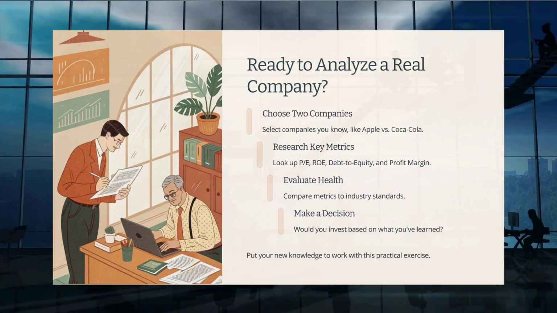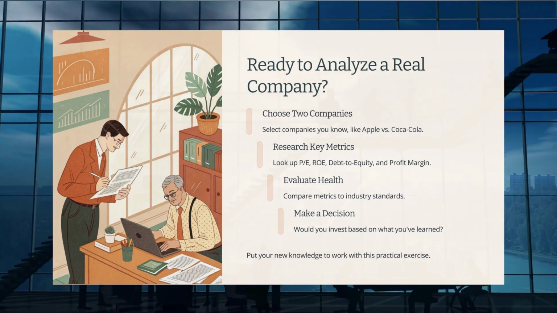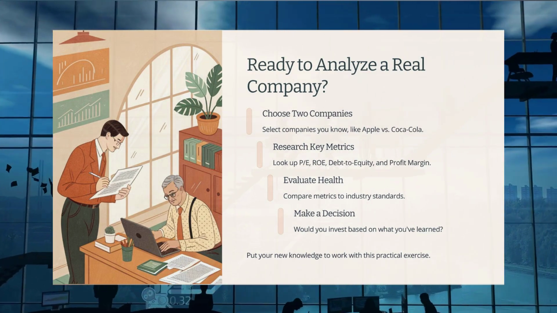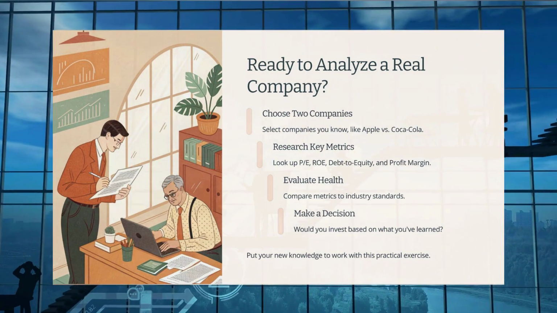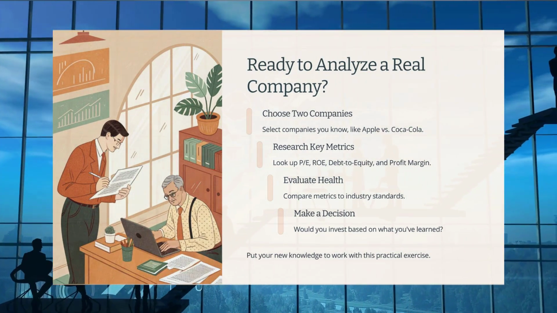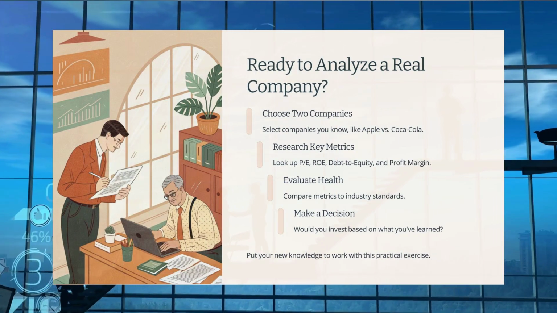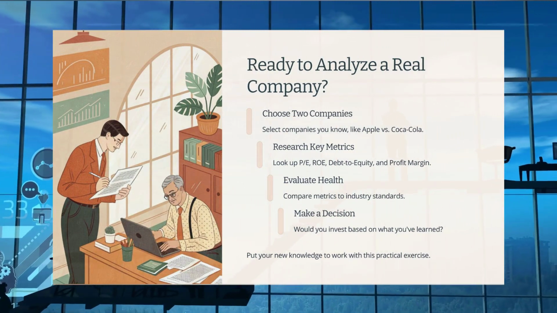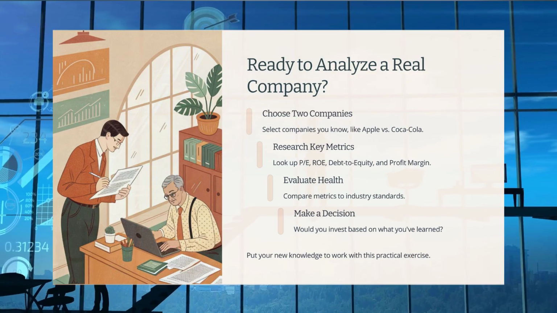Now that you know both the basic terms and the more advanced metrics, you're ready to put your knowledge into action. Choose 2 companies you're familiar with, like Apple and Coca-Cola. Look up their PE ratio, ROE, debt-to-equity ratio, and profit margin. Then, compare those numbers and decide, would you invest based on what you've learned? Try to put your new knowledge to work with this practical exercise.